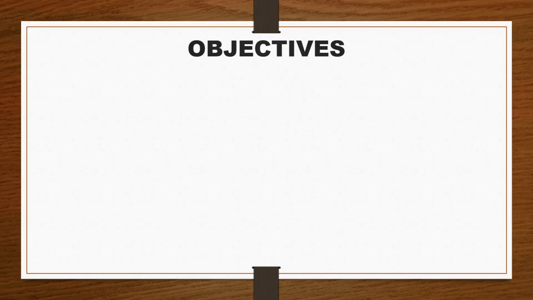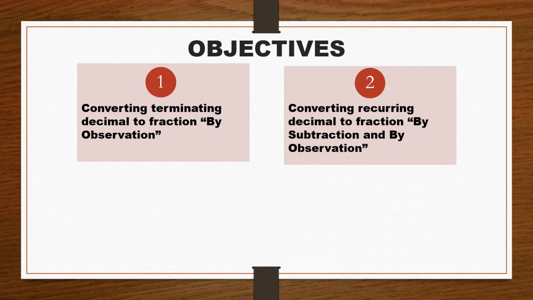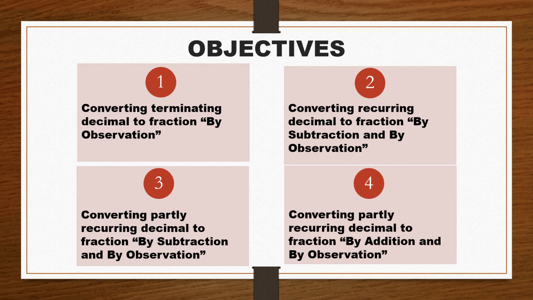Objectives of the paper are converting terminating decimal to fraction by observation, converting recurring decimal to fraction by subtraction and by observation, converting partly recurring decimal to fraction by subtraction and by observation, converting partly recurring decimal to fraction by addition and by observation.